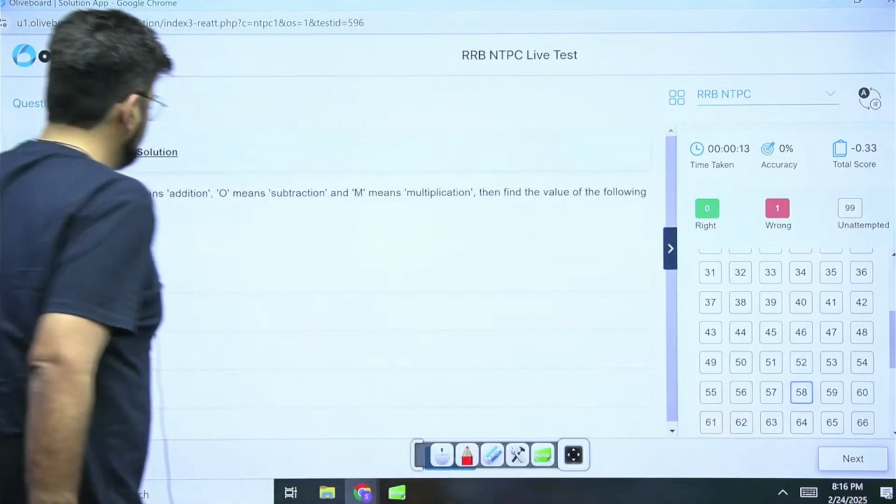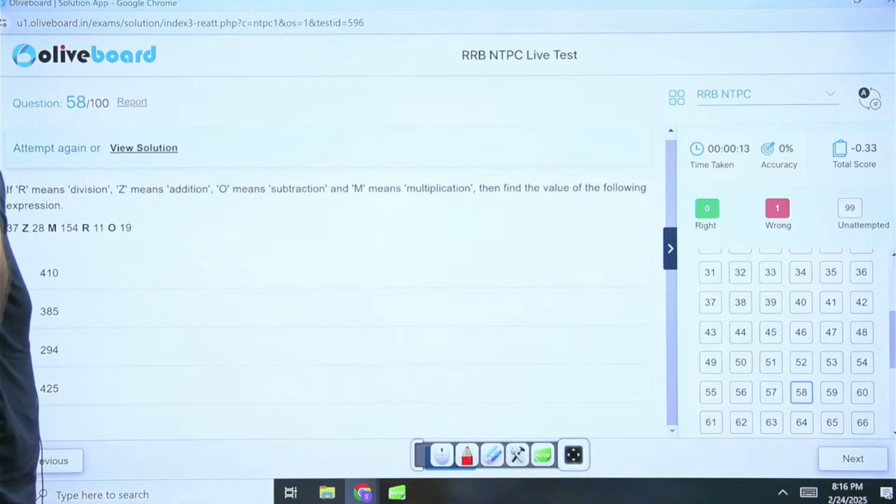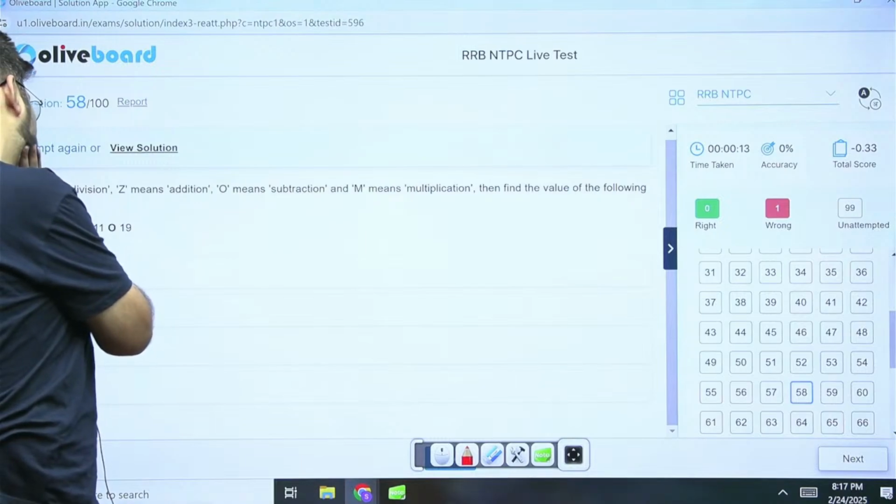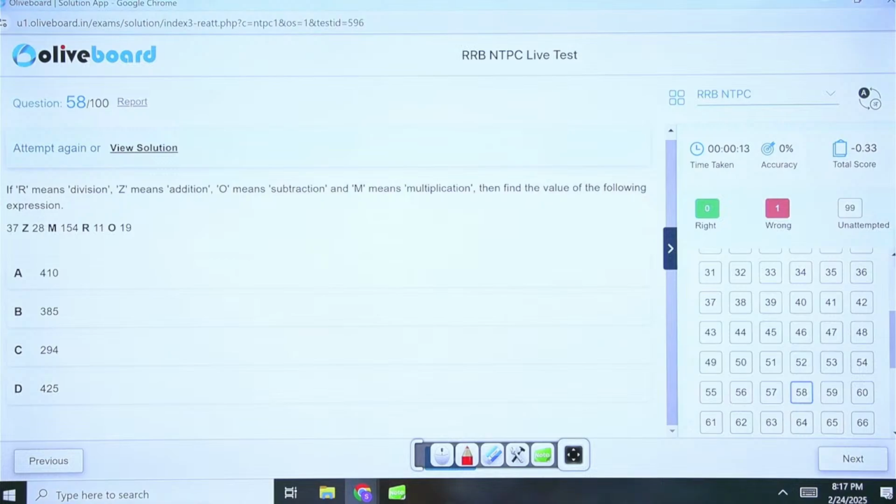58. R means division, Z means addition. Okay, R means division. 154 divided by 11 is 55. Okay, Z means addition. We have multiplication here. M means multiplication. So this is 55 into 28. Can we say 55 into 3 minus 110? 55 into 30. 37 plus 28 multiplied by 55. Okay, 28 into 5 into 11 can be done. No, 28 into 5 will be 140. 140 into 11 will be 1540. It's 1, 5, 4, 0.